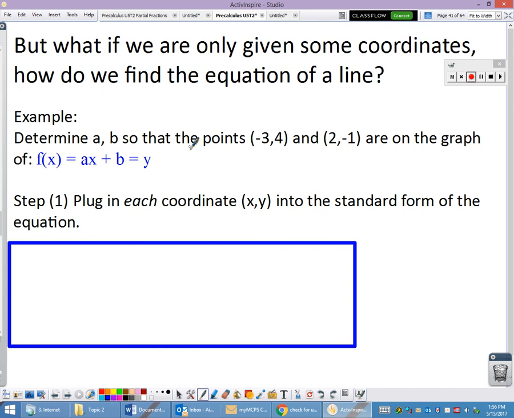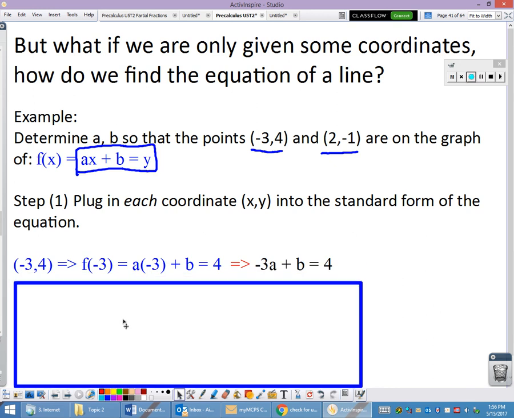So in this case, if I have 2 coordinates, -3, 4, and 2, -1, and I want to get an equation that looks like this, ax plus b equals y, I'm first going to take my x and y coordinates and plug them into that standard form. Whatever my x is, I'm going to plug that in for x. Whatever my y is, I'm going to plug that in for y. And I'm going to be left with the variables a and b.